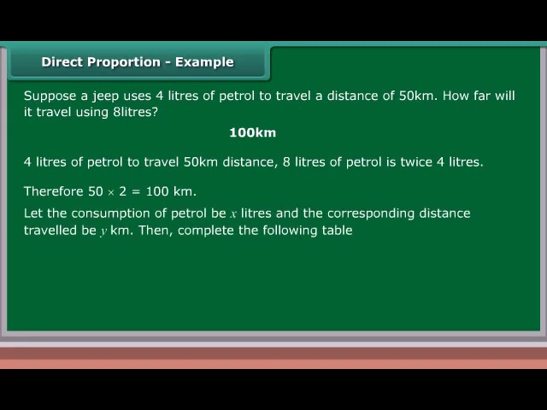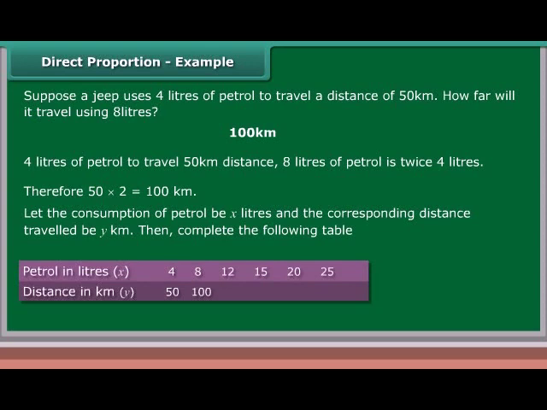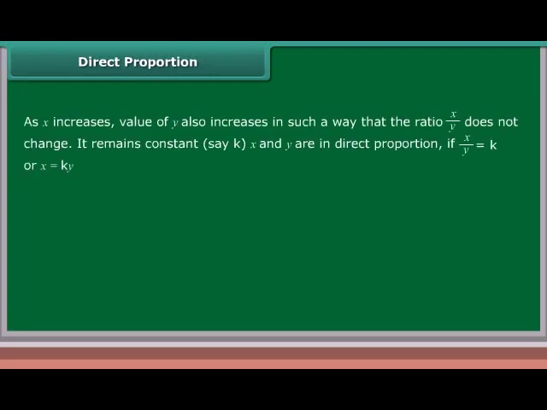Let the consumption of petrol be x liters and the corresponding distance traveled be y kilometers. Then complete the following table. Direct proportion. As x increases, the value of y also increases in such a way that the ratio x upon y does not change. It remains constant, say k.